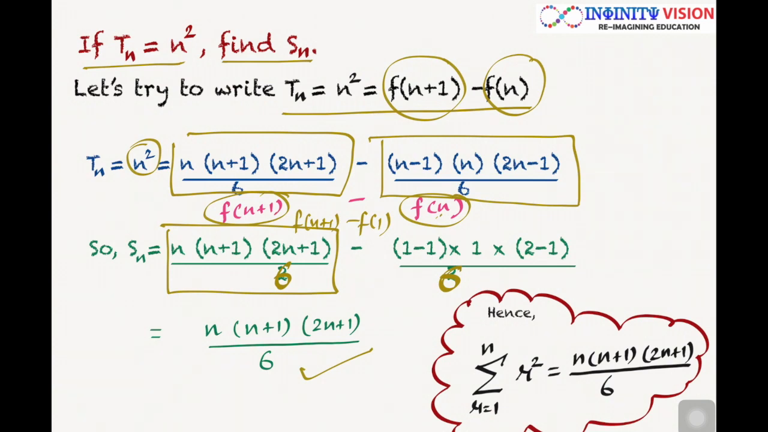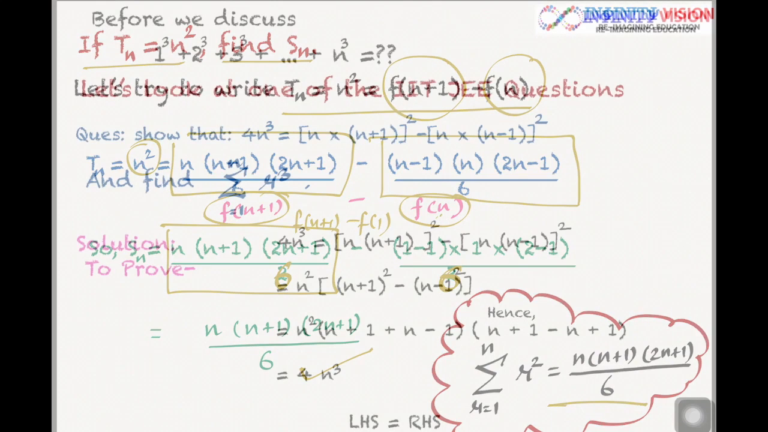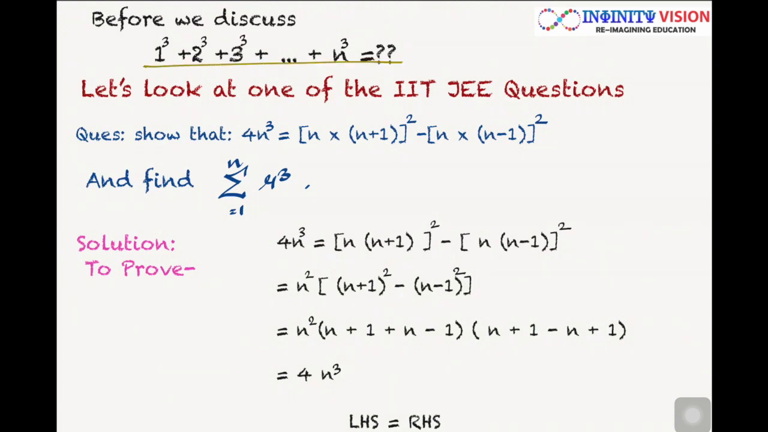So I can say the sum of squares of first n natural numbers is going to be n into n plus 1 into 2n plus 1 by 6. Now before we discuss the sum of cubes, let's look at one of the IIT JEE questions.